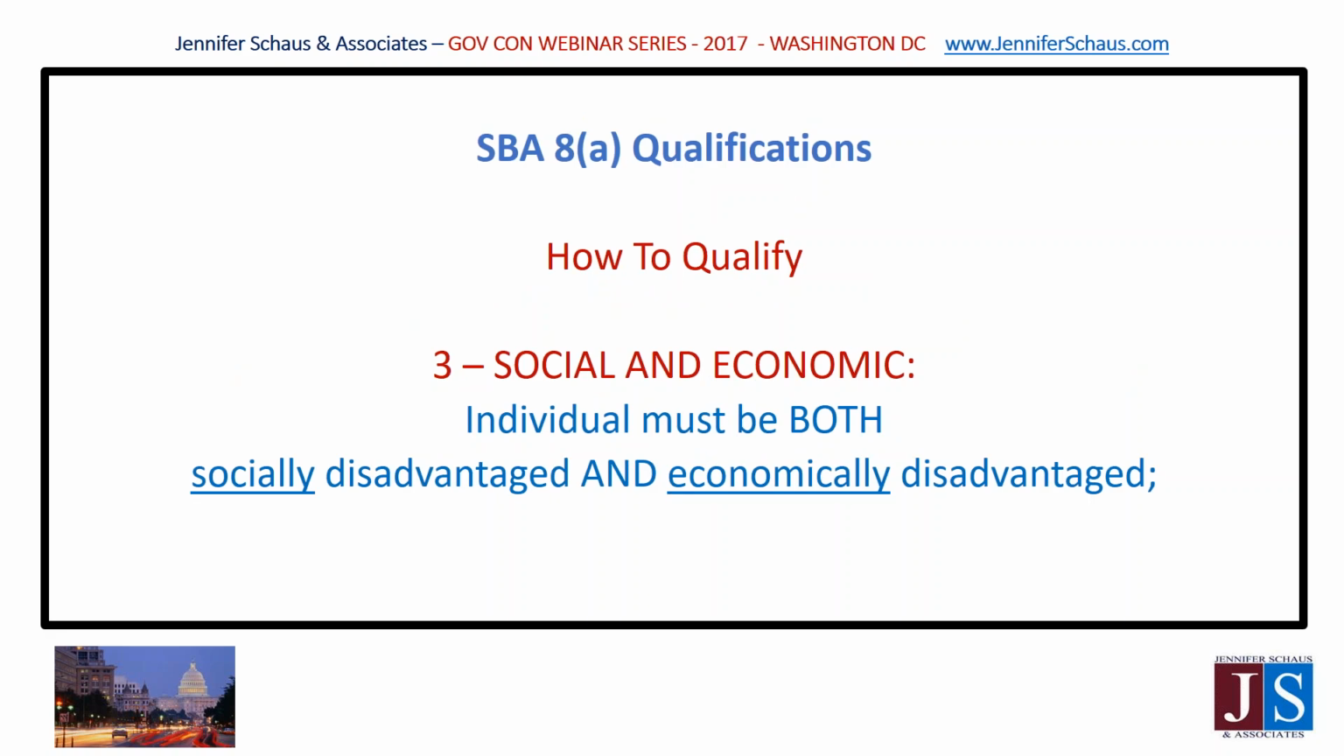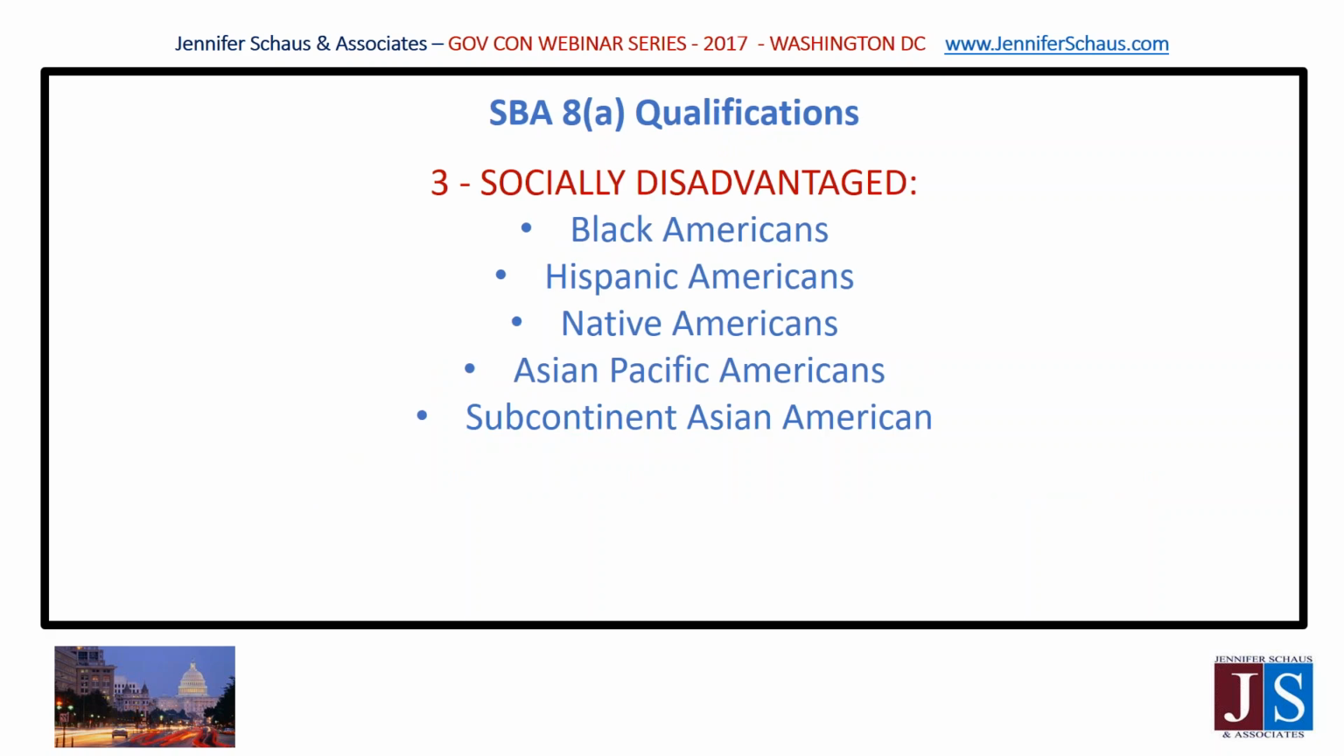The third piece is the social and economic. So it's not one or the other. You're going to need to have all three of these pieces in place. So the individual must be both socially and economically disadvantaged. Well, how does SBA define those?